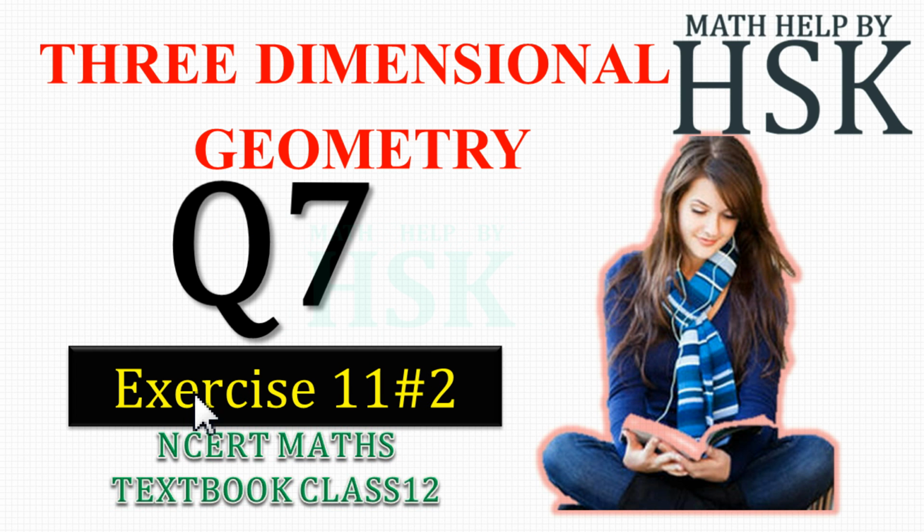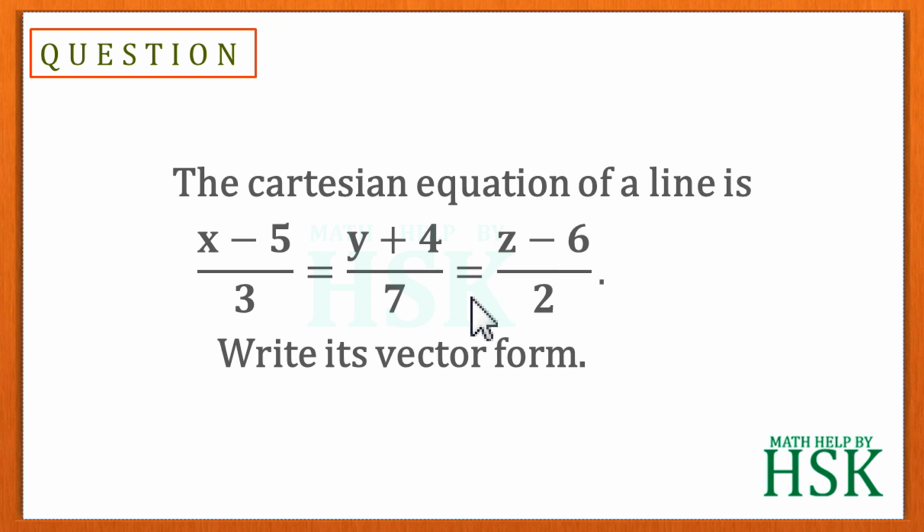Taking question number 7 of exercise 11.2 of 3-dimensional geometry. The question is, the Cartesian equation of a line is (x - 5)/3 = (y + 4)/7 = (z - 6)/2. Write its vector form. So for this Cartesian form, we have to write its vector form.